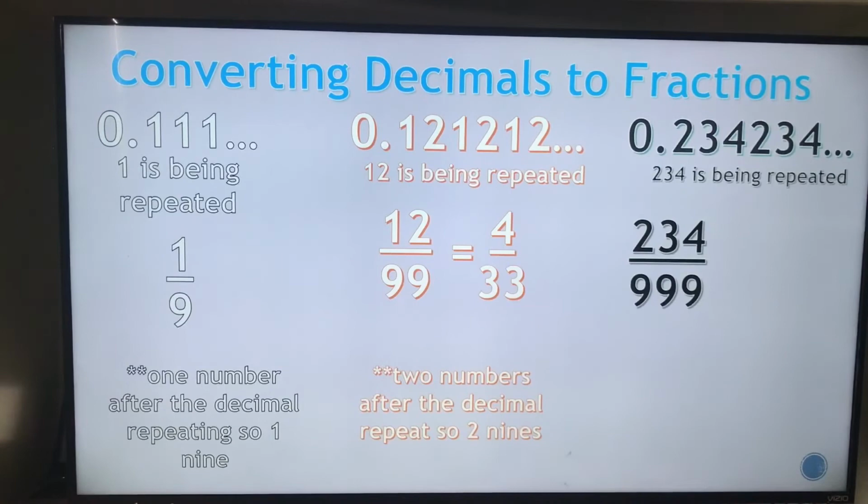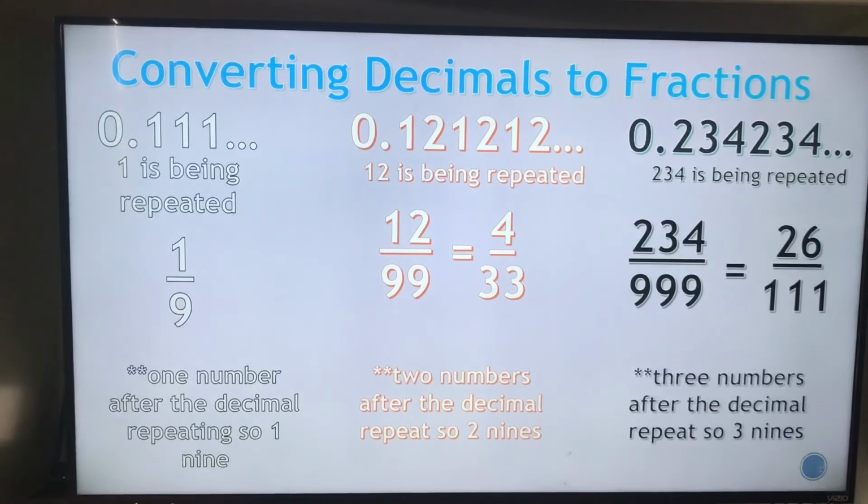Now, you should always try and divide the top by 3, because you can always divide 9s by 3. So this one is actually divisible. You can divide it by 3, then you can divide it by 3 again. So really it's divisible by 9. But the pattern should stick. There's 3 numbers repeating after the decimal, so you use 3 9s.